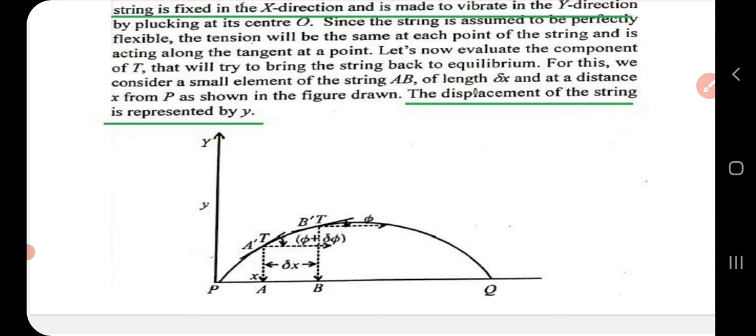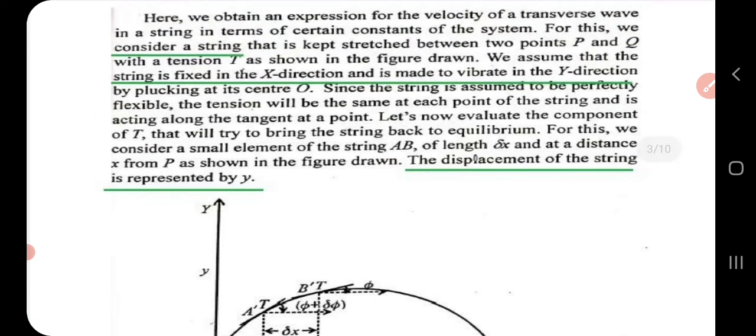That is, you have got a string. In order to evaluate the component of tension, you are considering a small element of the string, and let that small element be named as AB. Let the length of that small element be delta x, and let it be at a distance x from the point P. Everything is shown in the figure given below. Now let y be the displacement of the string. So they have written in very simple sentences that you can easily understand, so I am not explaining it again.